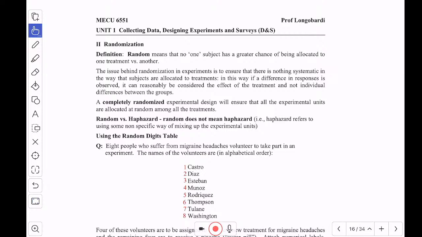So the second feature required for experiments, the second R, is randomization. And we've already talked about randomization. So random means that no one subject has a greater chance of being allocated to one treatment versus another. All right, so this is a different concept than the control concept. We work with them together, right?